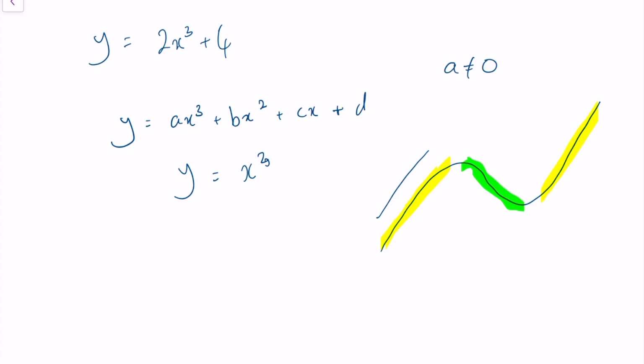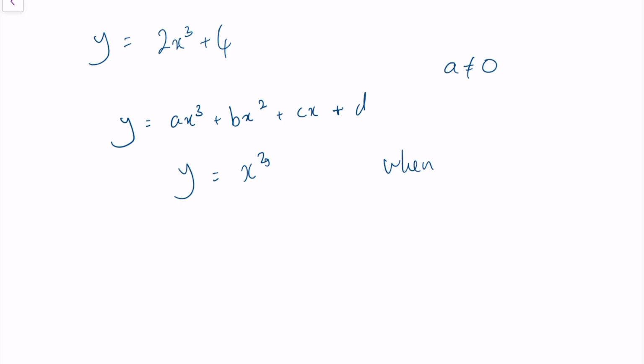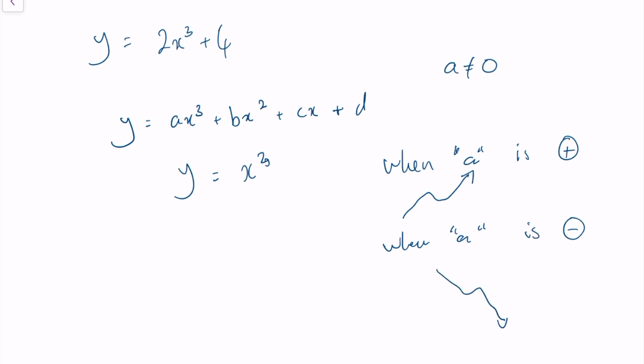Now, if it is a positive coefficient of a, so when a in this example is positive, the graph is going in the upward direction. When a is negative, the graph is going in a downward direction. Let me make that neater. It's going in a downward direction like so. Okay, I should have written it like this, where a is bigger than 0 or a is less than 0. It just cannot be 0 because then the x cubed would not be there.